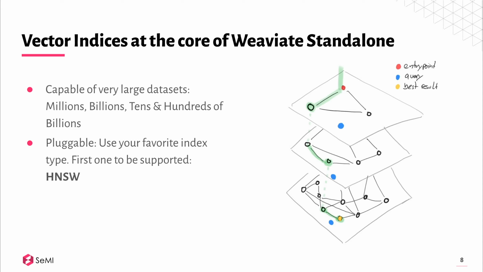Now, to make a database or a search engine vector native, we've decided to make a vector index part of the core of Weaviate Standalone. With a vector index, you're going to be capable of running very large data sets, so the millions, the billions, the tens of hundreds of billions if you horizontally scale your Weaviate instance or shard your indices.